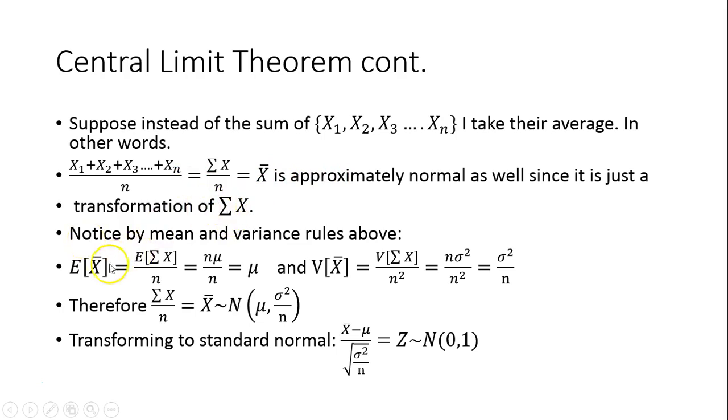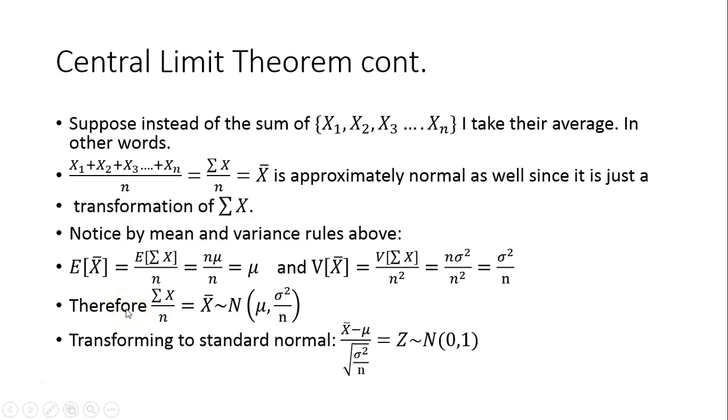So what is the expected value and variance of x bar, or the average? Well, I just take the mean and variance rules. The expected value of x bar, the expected value of the sum of the x's divided by n, is n times mu divided by n, which is just mu. And the variance of x bar: I have to square the constant, which is 1 over n, I square that. And then I have the variance of the x's, which in the end will be n times sigma squared divided by n squared, which is just sigma squared over n.